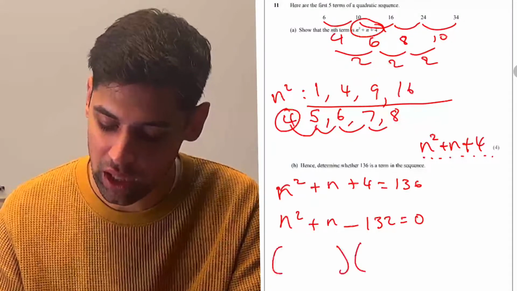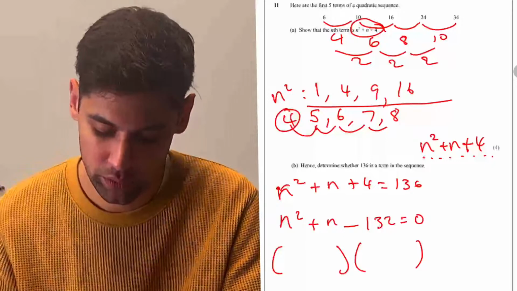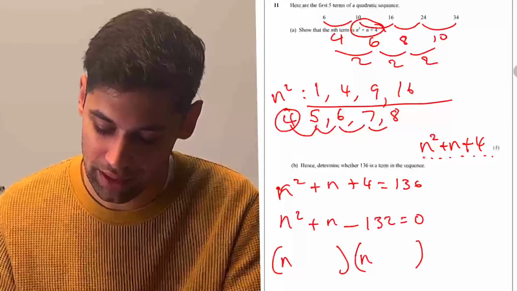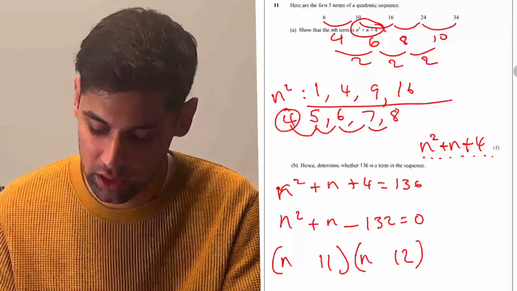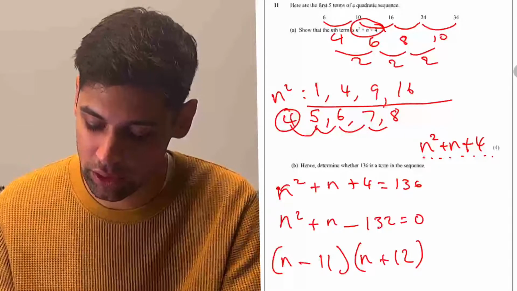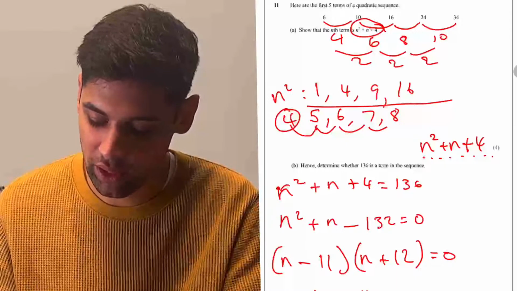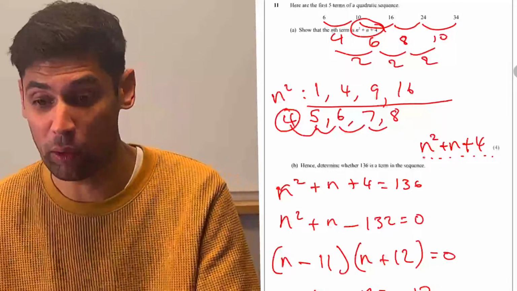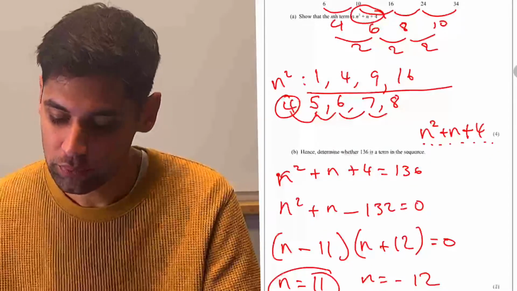And we're looking for two numbers that times together to make 132 and add or subtract to make 1. And we should know, if we're hot with our times tables, that's going to be 11 times 12. And to get positive 1n, it's going to be plus 12 minus 11 equals 0. And then that means n equals positive 11, n equals negative 12. Because we cannot have a minus 12th term, it is going to be the 11th term.